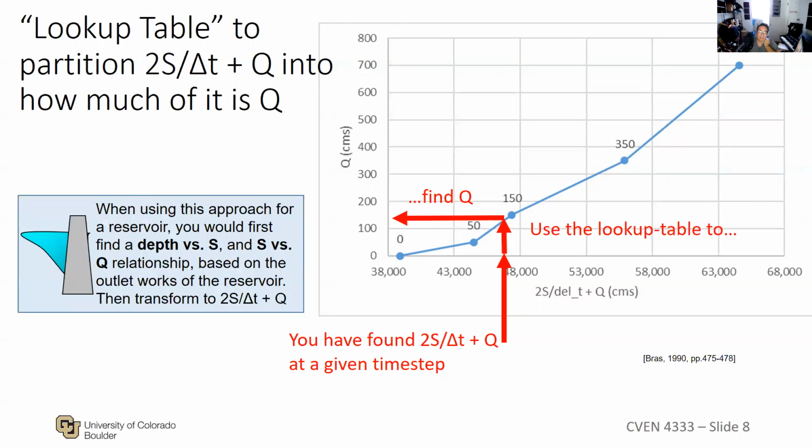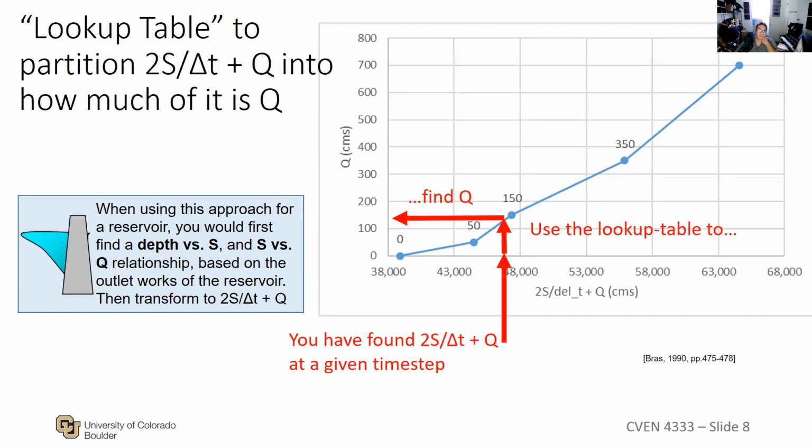And as I mentioned, when you're doing this for a reservoir, you would first have some kind of depth versus storage relationship. And then a storage versus outflow relationship is going to tell you essentially how that reservoir is going to respond to a particular amount of water in it. You can do the transformation we just talked about, and then you relate Q to 2S over delta T plus Q.